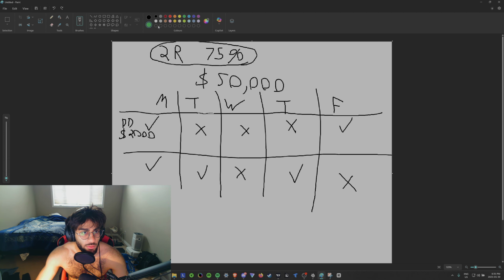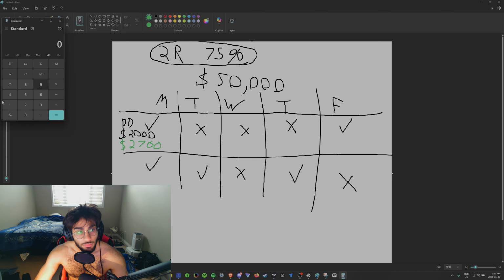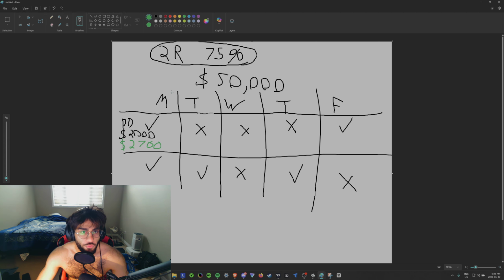where's my green? I want green. Dude, it's not green, man. No way. There we go. 2,700. Perfect. So if we take 1/6 of this, let me pull the calculator up. So 2,700 divided by 6, 450. So now we're going to be risking 450 per trade.